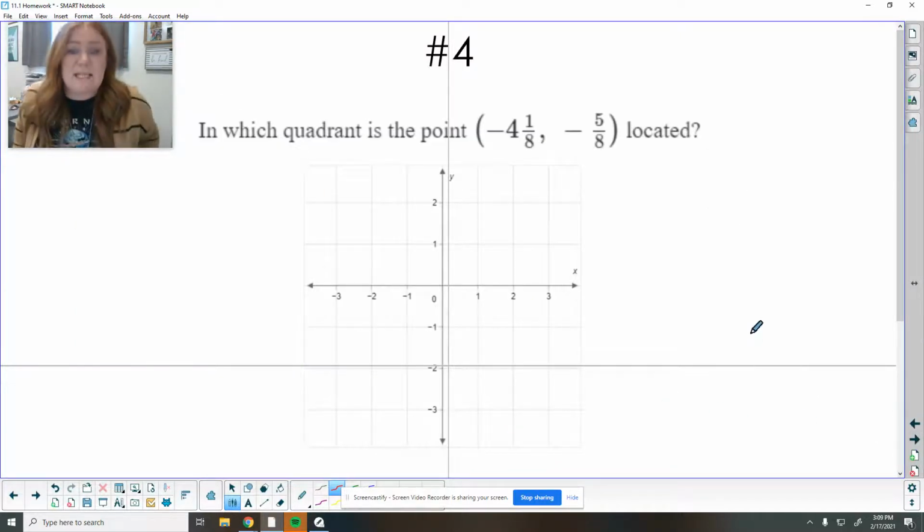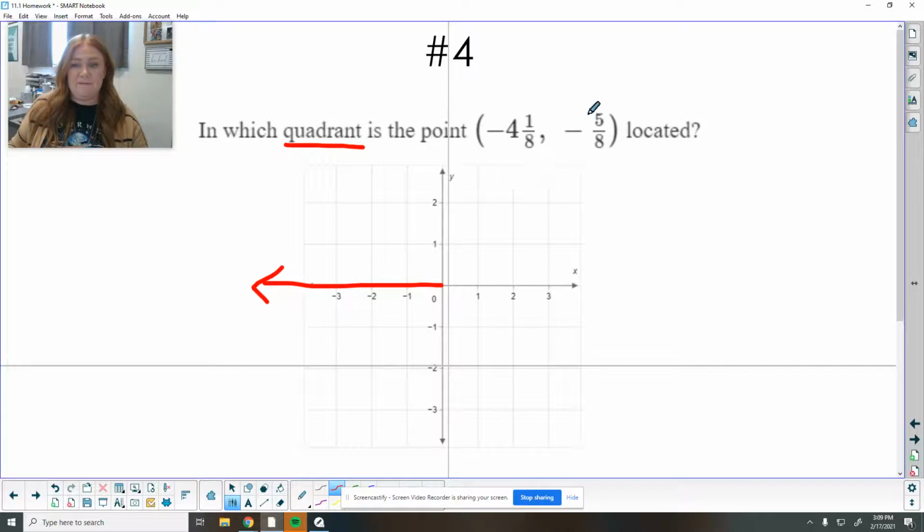Number 4 asks us which quadrant we will find this in. So we're not actually going to graph this. We just want to know the quadrant. So I've added this little graph just to help us visualize here. So we want to go to the negative. So we're starting here, and we want to go negative. And then we've got another negative, which means we're going to go down. So that means we're ending up in this quadrant here.